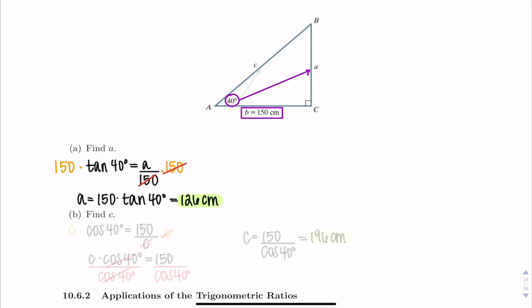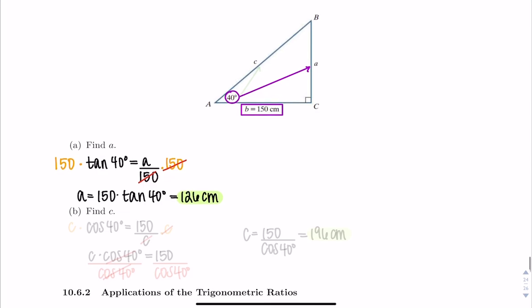Now we can do something similar for C. Again, we still want to use the angle that was given, which is the 40 degrees. But now we're looking for C, which is the hypotenuse. And we still have the adjacent. So adjacent and hypotenuse is the cosine. So the cosine of 40 degrees is equal to adjacent, which in this case is 150, over the hypotenuse, which is C.